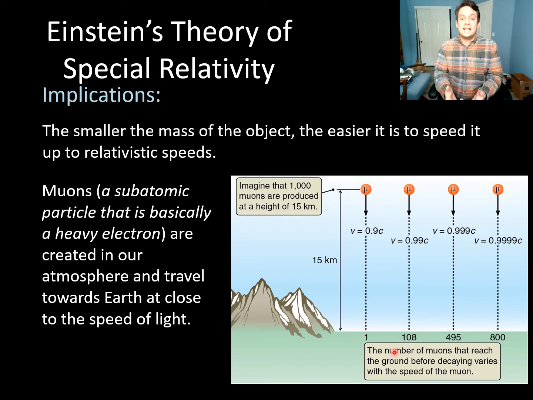If you increase it to 99.9% the speed of light, 495 of these muons reach the ground. And finally, if we go to 99.99% of the speed of light, the rate at which time flows in the muon's frame of reference has fallen by such a degree that a full 80% of those muons reach the ground.